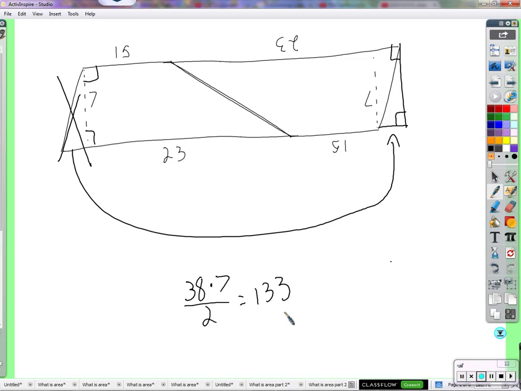133. 133? Yep. Okay. Here's an important question. 133 what? Square. Squares. Square units. Okay, so here's the question. It's an important question to clear up. Is it squares, or can I just do this? Is that the same thing? No.